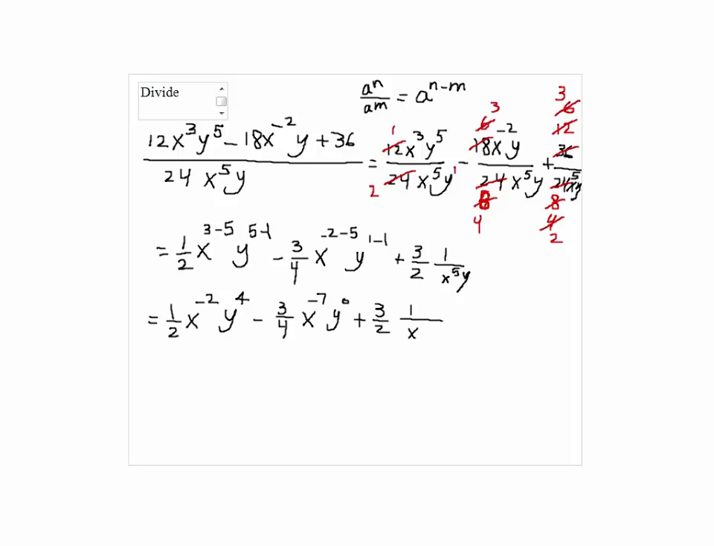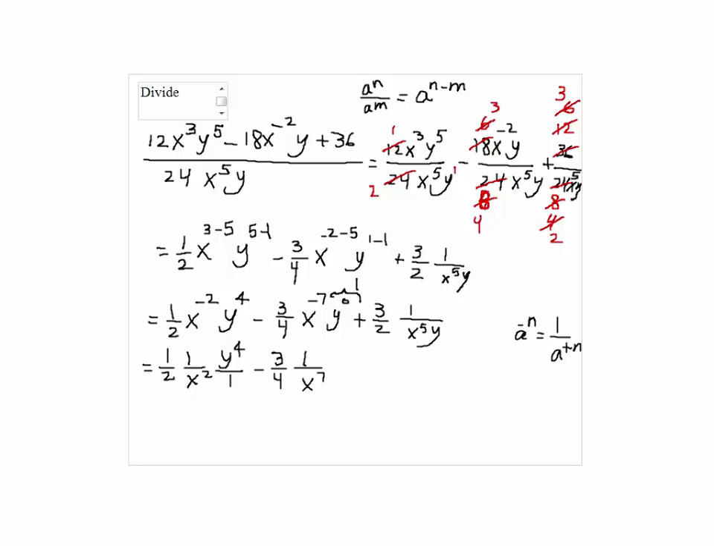So first term would be 1/2 x to the power of minus 2 y to the power of 4, minus 3/4 x to the power of minus 7 y to the power of 0, plus 3/2 1 over x to the power of 5 y. Anything to the power of 0 is equal to 1.